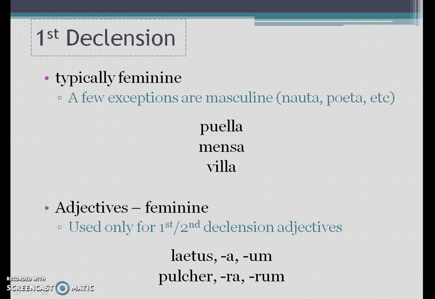For adjectives, these are usually feminine adjectives. They are only used for first and second declension adjectives. They will appear in the glossary of your textbook or your dictionary, like laetus with the endings meaning it can take the endings of laeta or laetum. Whenever you see laeta, it means it can take any possible first declension ending. Same thing with an adjective like pulcher, which transforms into pulchra or pulchrum.